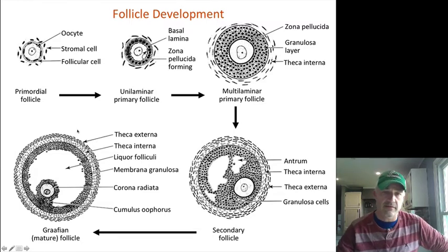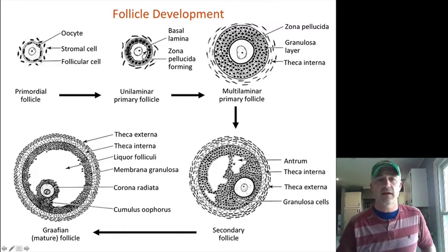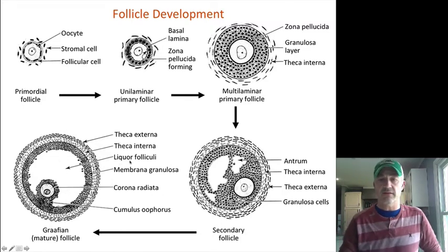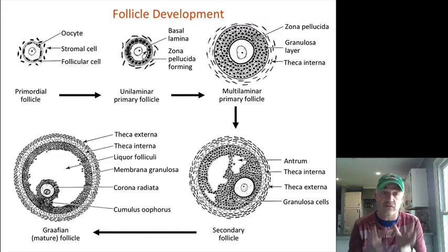And by the end here, we get to what is called a graafian or mature follicle, which is going to have this oocyte surrounded by these cells called the corona radiata, which are some of those leftover granulosa cells, on a little stalk called the cumulus oophorus, and then surrounded completely by this antrum, which is filled with this liquor folliculi. And that's what we're going to be looking at in here, and it's at this stage where it's going to be ready for ovulation, and what's going to be left there will become something called the corpus luteum.